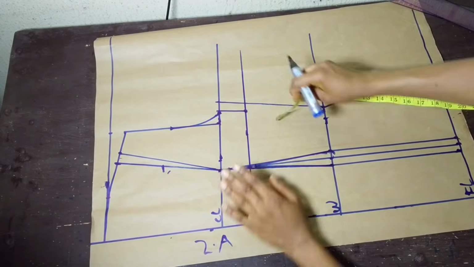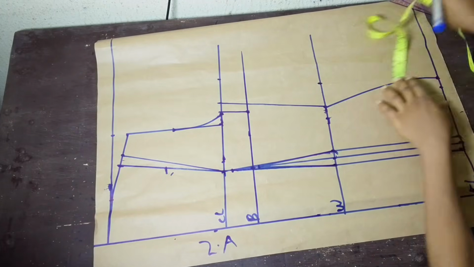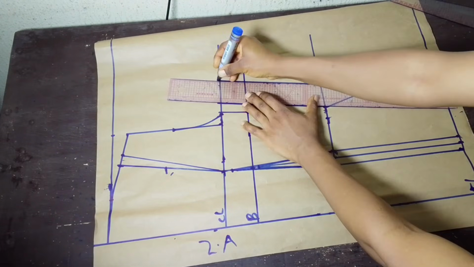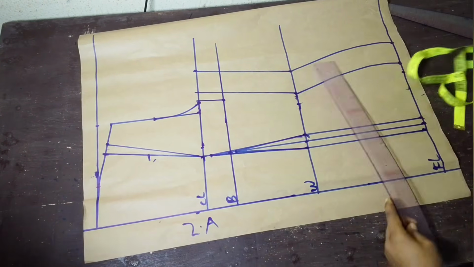Next thing I'll do, I'll add sewing allowance to this pattern. I'll add 2 inches sewing allowance on all the line from the chest line to the waist, then down to the full length. Once I'm done with that, I'll go ahead and connect the chest line to the waist, then the waist to the full length.